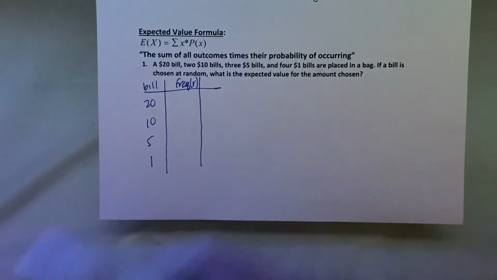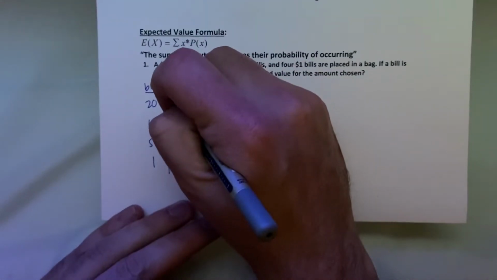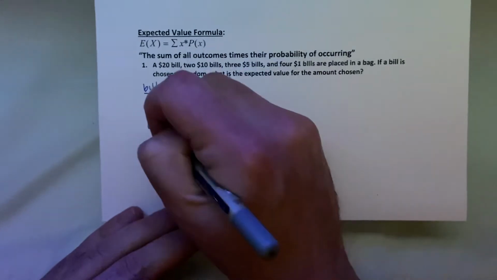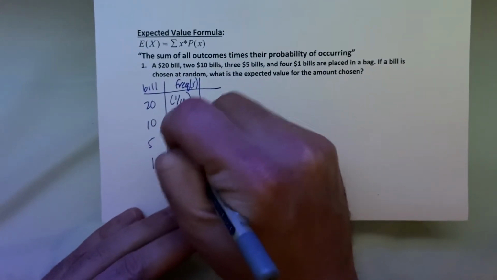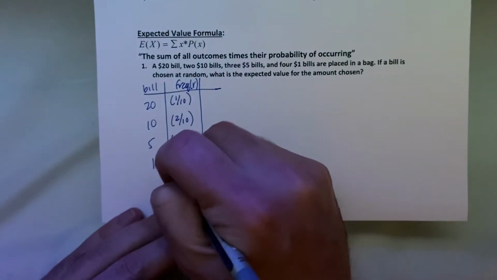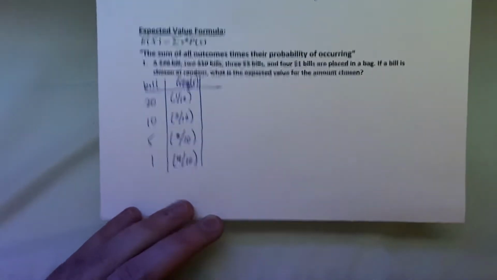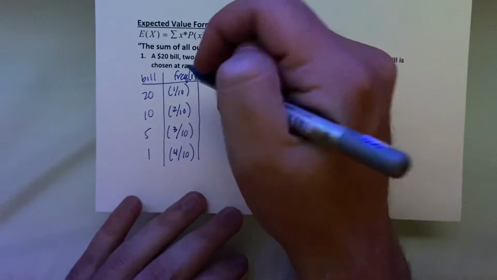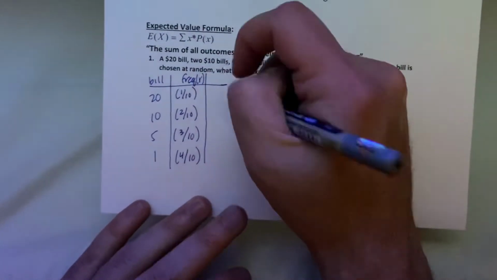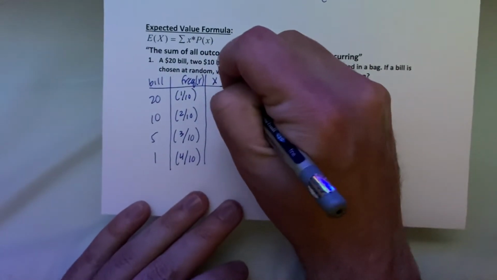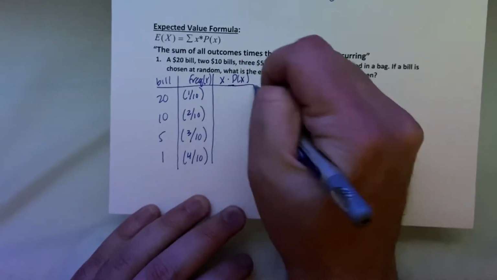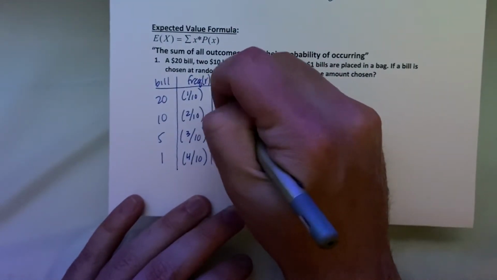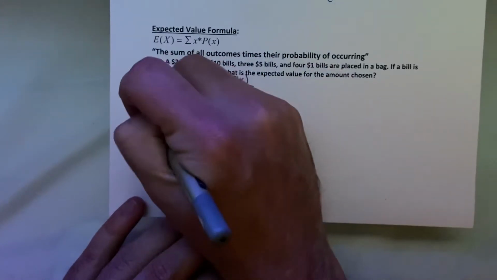Out of the 10 bills, only one is a $20 bill, so this would be 20 times 1/10. There are 2 $10 bills, 3 $5 bills, and 4 $1 bills. So to get expected value, we take these two columns and multiply them together. So this is our x times probability of x, and these are our x and probability of x columns. 20 times 1/10 is $2.